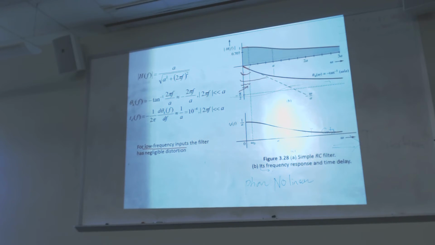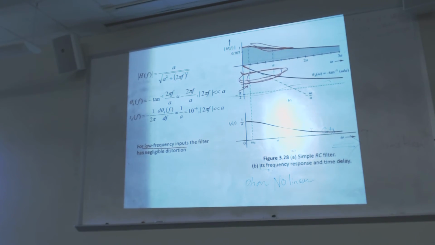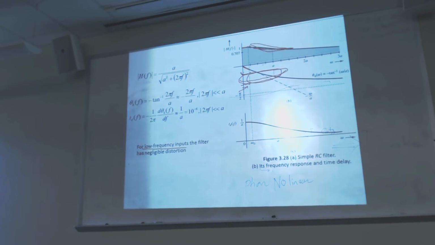But if I have a signal which spans different frequencies, a long range of frequencies, then as you see, the gain is different in different places, and the phase is not linear. Definitely, I'm going to have this discussion. So for this frequency range, where 2 pi f is much less than a, someone can approximate.